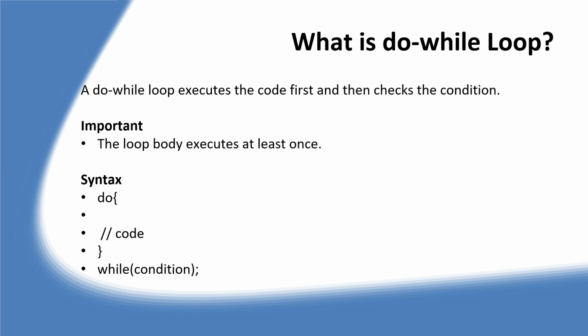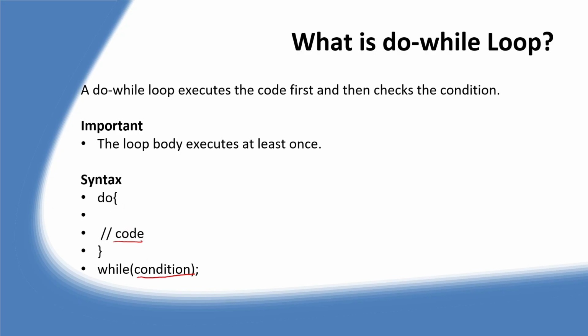A do-while loop is used to execute a block of code repeatedly. Unlike the while loop, the condition is checked after the loop body executes. So here, the condition is checked after the loop body executes. So, the loop runs at least once.